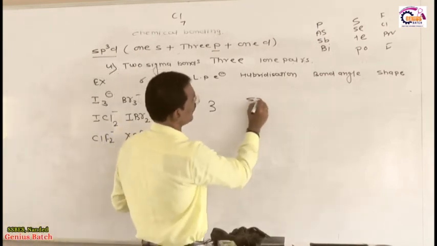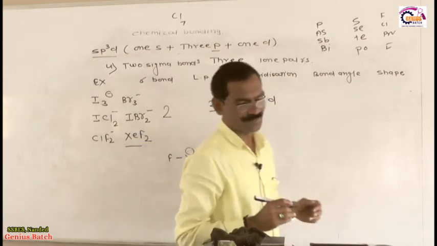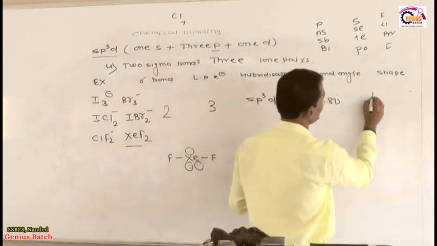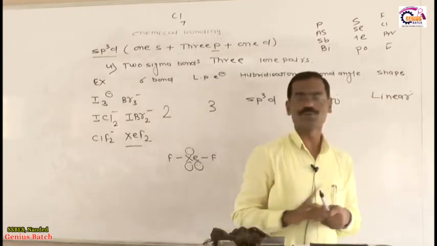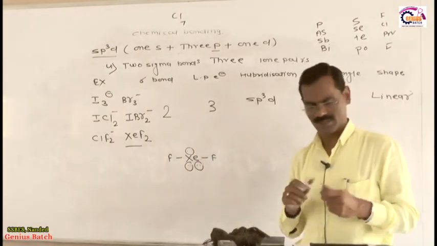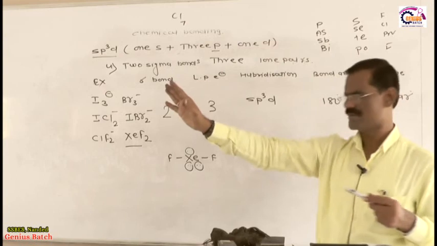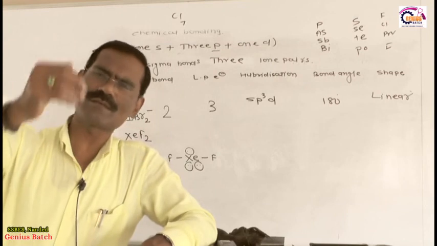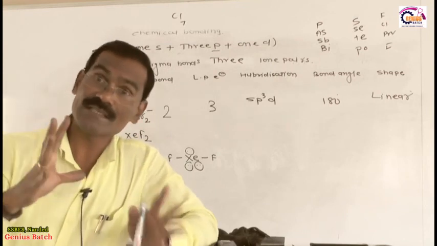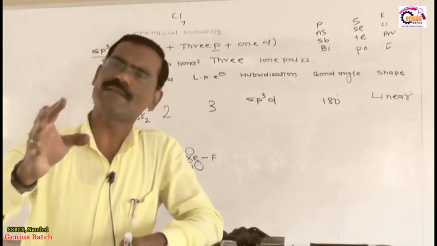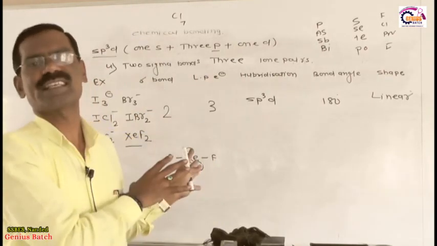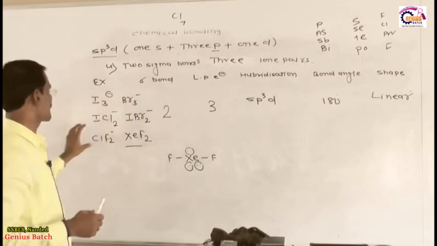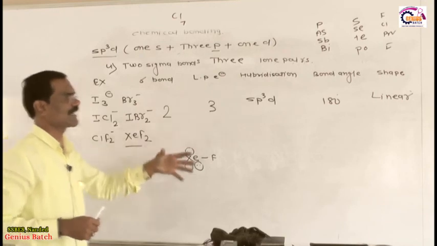Dear students, the hybridization of this molecule is sp3d. The bond angle is 180 exactly, because the geometrical shape becomes linear. If you know this concept, it means your chemical bonding is 100% perfect and you don't have any problem in chemical bonding. I have given you so many examples. Read all these examples very carefully, because this detailed concept is required. You can easily solve any book if you know these examples: I3 minus, Br3 minus, ICl2 minus, IBr2 minus, ClF2 minus, XeF2 and so on.